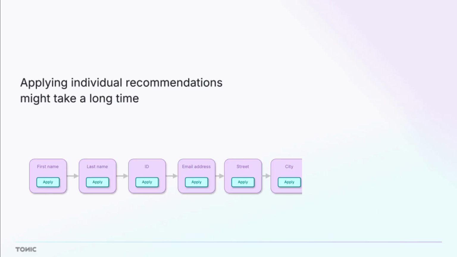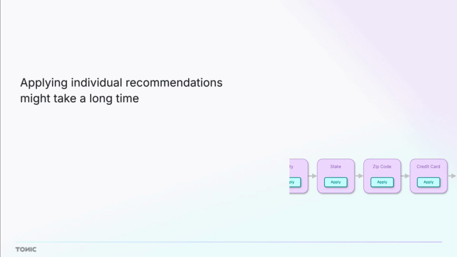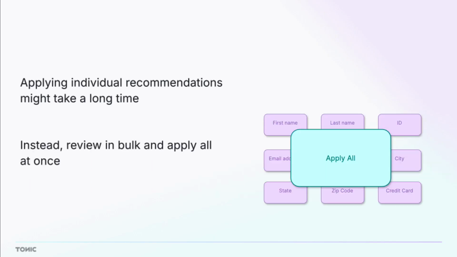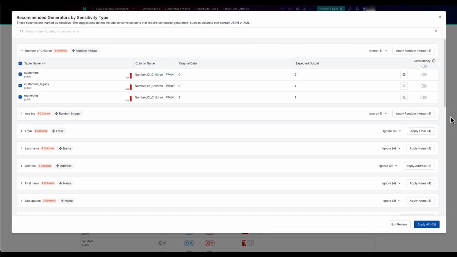However, applying recommended generators one at a time could take a very long time, depending on the size of your schema. To speed up this process, Structural allows you to review and apply all of the recommendations across a workspace. On Privacy Hub, the Sensitivity Recommendations panel displays the count of columns that have recommendations and that do not yet have an applied generator. The Recommended Generators panel groups the recommendations by sensitivity type.